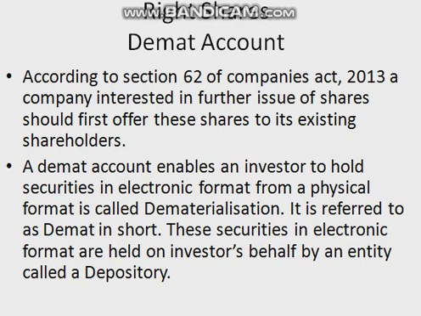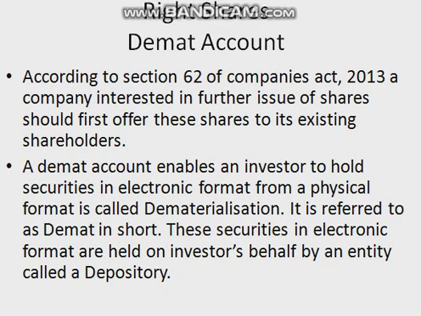If the price of such shares is determined by the valuation report of a registered valuer, subject to such conditions as may be prescribed.